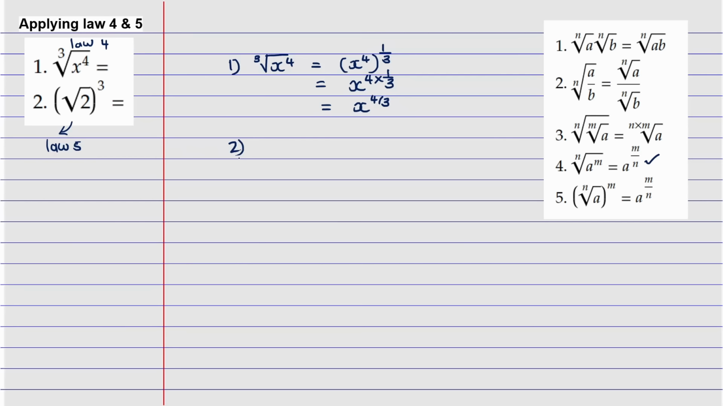So now number 2, we're applying law number 5. It is the square root of 2 to the power 3. First, we need to change the one that's inside the bracket into an exponential. So this is the same as 2 to the power 1 over 2, because the square root means 1 over 2, then all to the power 3. Then we apply the exponential law: 2 to the power 1 over 2 multiplied by 3, which is 2 to the power 3 divided by 2. We just write it in this form. And that's how you apply law number 4 and law number 5.